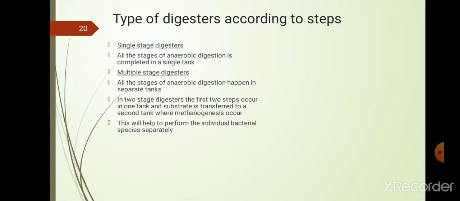The advantage is that this helps the individual bacteria species perform separately. All these stages are done by different types of bacteria, so if they are in separate tanks, they can act faster. Another advantage is that we can maintain the proper pH for acidogenic and methanogenic bacteria. In a single reactor we may not be able to maintain the correct pH for all these stages, but with a separate reactor we can add some enzymes or acids to maintain the exact pH of that stage.